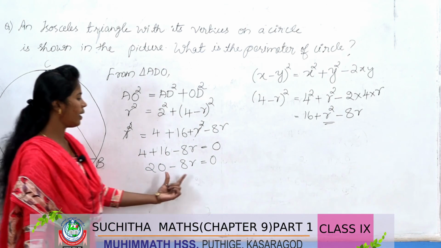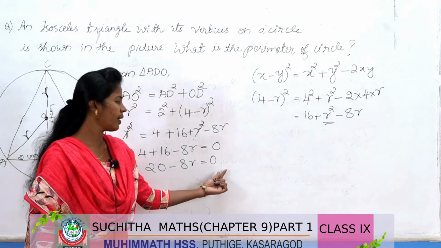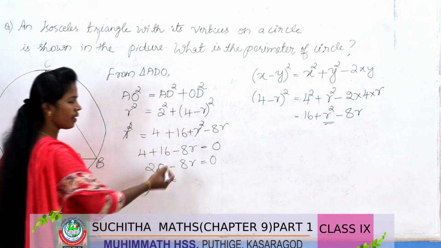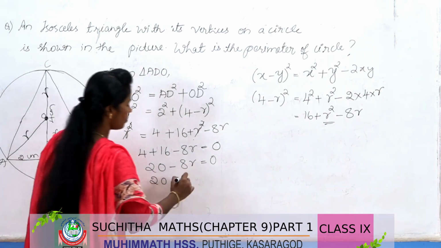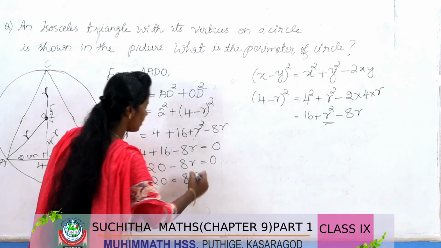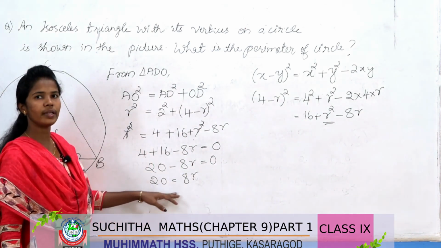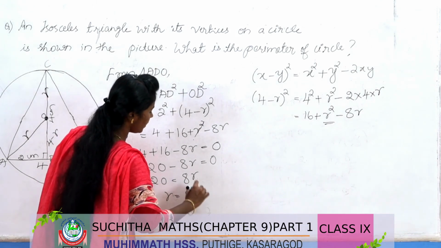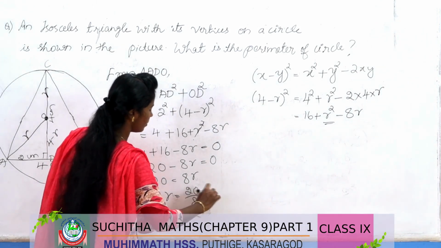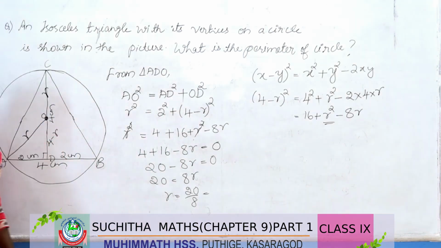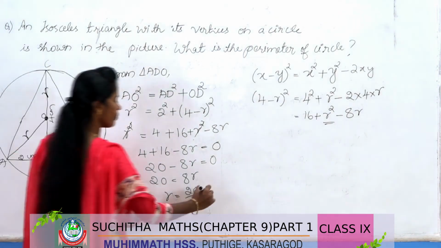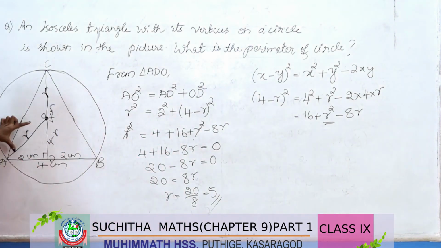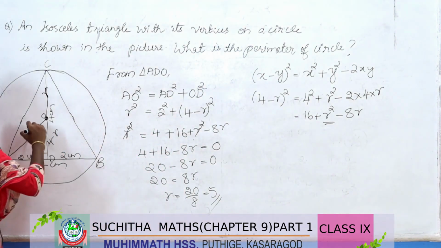Now shift 8r to the right side. That is 20 equals, here it is minus, so it becomes plus, that is 8r. 20 equals 8r, therefore r equals 20 divided by 8. 20 by 8 is 5. So the radius of this circle is 5 centimeter. This length is 5 centimeter.